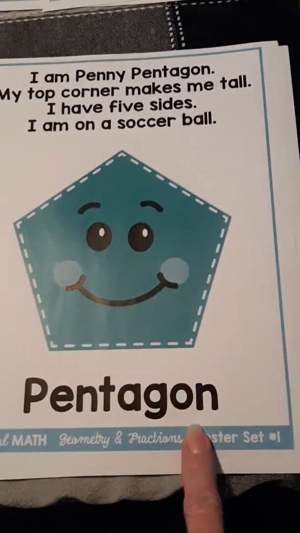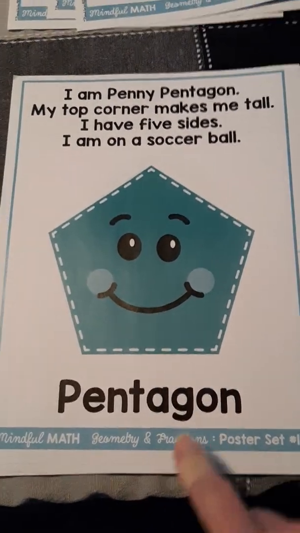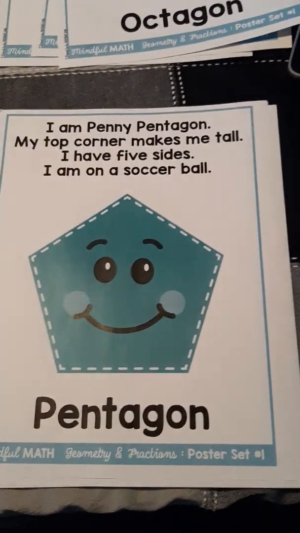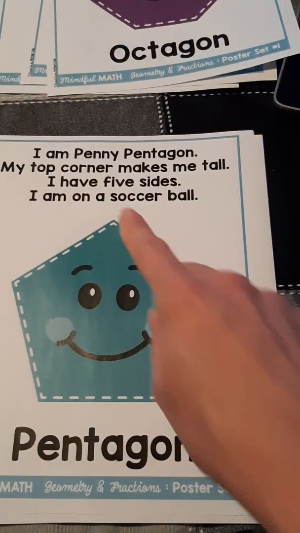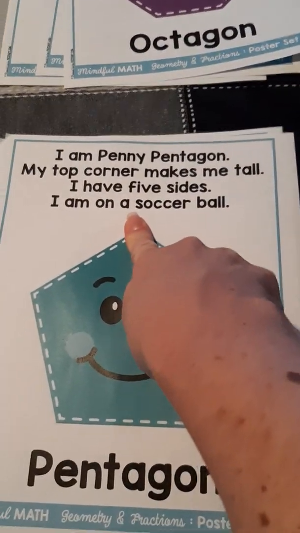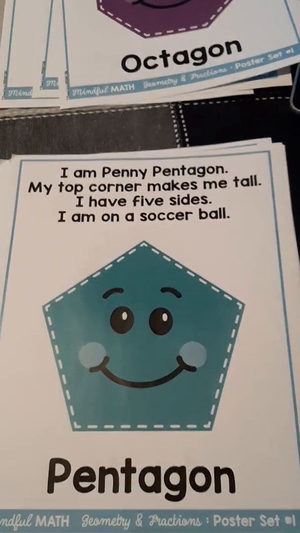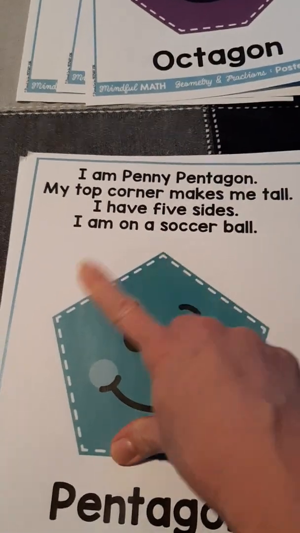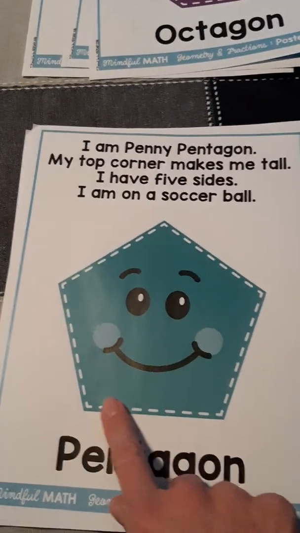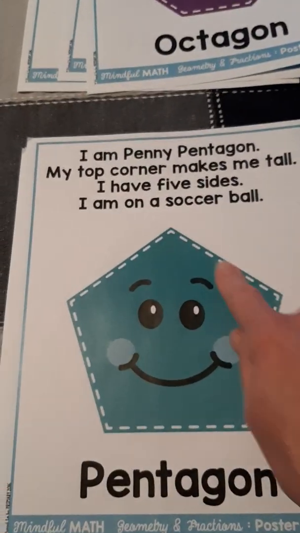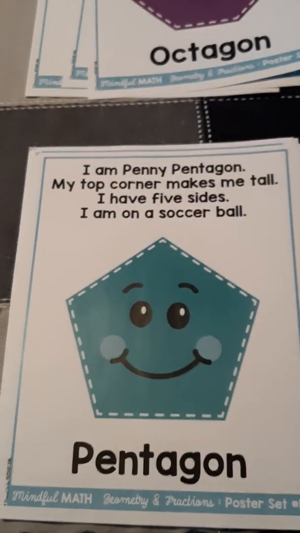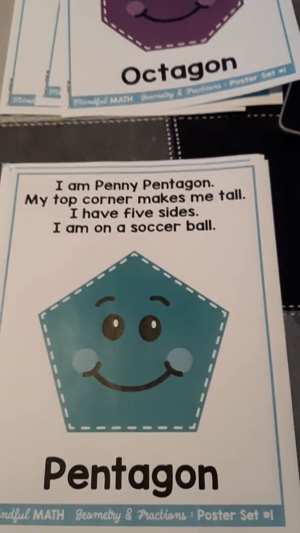Do you know this shape? Pentagon. I am Penny Pentagon. My top corner makes me tall. I have 5 sides. Ooh, let's count them. So corner to corner, 1, 2, 3, 4, 5. So a 5-sided shape is called a pentagon.